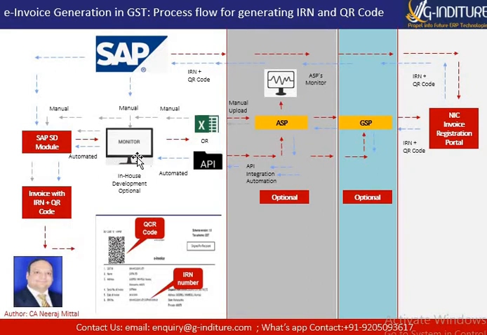This monitor is available optionally, in case you have decided to develop it. Obviously, if you are developing this, then this monitor will show you all the data which the ASP monitors show. So a lot of the data available at the ASP, you can get internally in-house according to your customization. If you go through this, you can see the monitor, and then the data gets transferred to the tables of SAP, from where the IRN and QR code are pulled and printed on your invoice. So this is the process which is available.